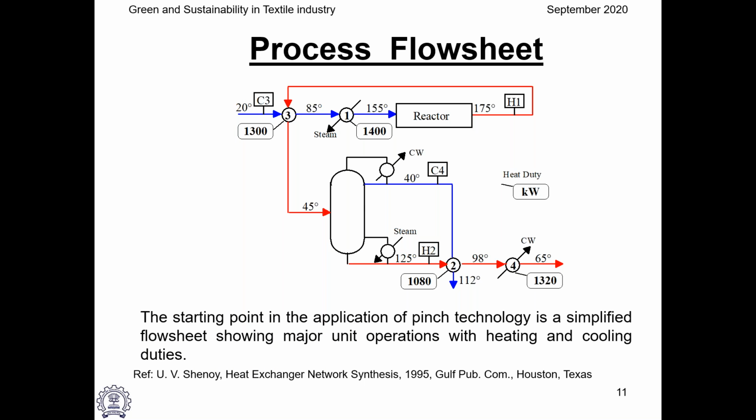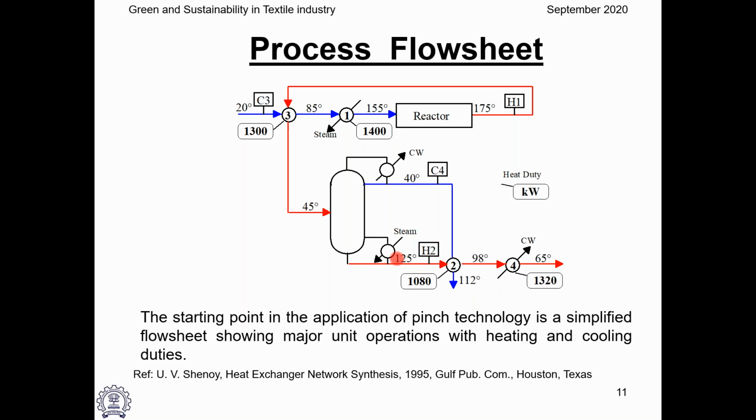Let's start seeing a very simple problem. In this example, there is a stream, let me put the highlighter or the spotlight, which is C3, coming at 20 degrees, heated up to 155, and goes to a reactor. After reaction, it comes out at 175. It is cooled to 45 degrees centigrade and goes to a distillation column. From the top of the distillation column, the distillate comes out at 40 degrees. It is heated up to 112 degrees and goes to another process beyond the battery limit of this particular process. So we are not interested. However, 112 we have to always meet.